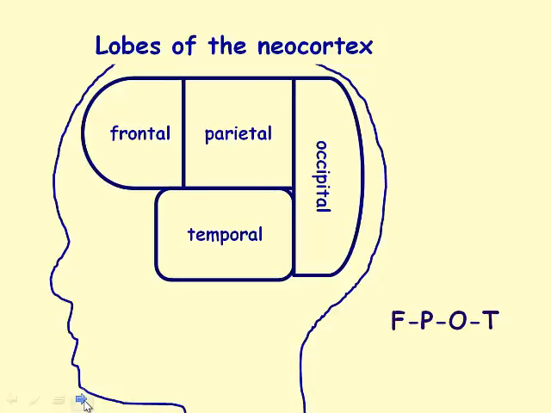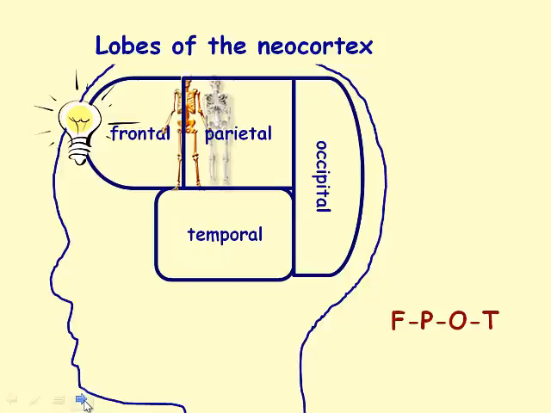Remember, FPOT, FPOT. The frontal lobe does the higher thinking and reasoning and motor behavior. Think before you act. The parietal lobe is responsible for sensory experience and also association, which means a mixed bag of neural tasks or memories.